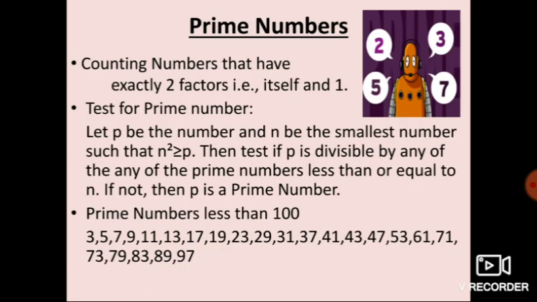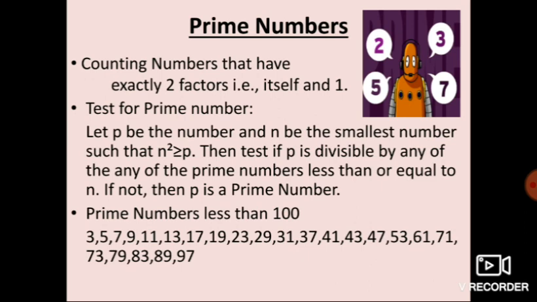So, next we have the prime numbers. A prime number, I will tell you the definition, is a natural number or counting number that has exactly two factors, that is itself and 1. What are factors? Factors are numbers which, when multiplied, we get a particular number. It is easy to tell the prime numbers less than 100.